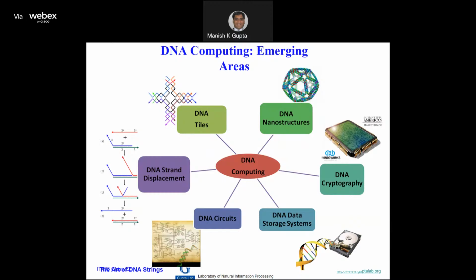Erik Winfree has again shown in 2007 that a bunch of chemical reactions can implement any machine. So you can implement a Turing machine using a bunch of chemical reactions. Just chemical reactions can do computation for you. So that means entire chemistry is computer science.